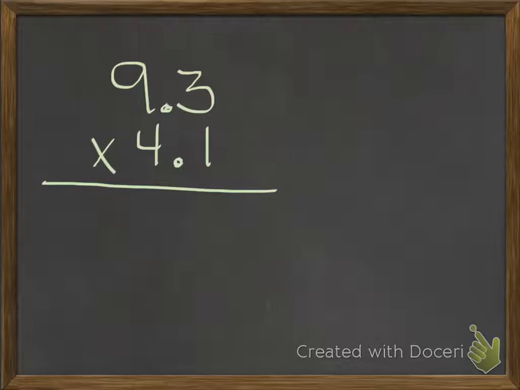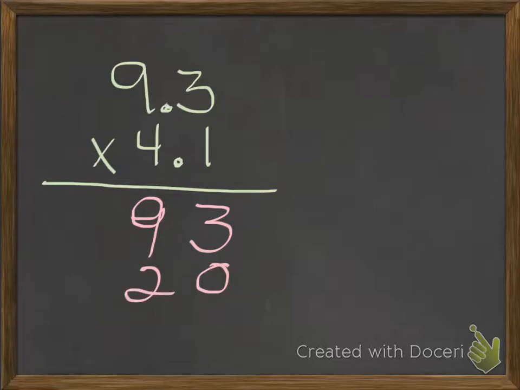Okay, so 9.3 times 4.1, let's start multiplying with the 1. 1 times 3 is 3. 1 times 9 is 9. Put a placeholder for the next digit. 4 times 3 is 12. Carry the 1. 4 times 9 is 36, plus 1 more is 37.